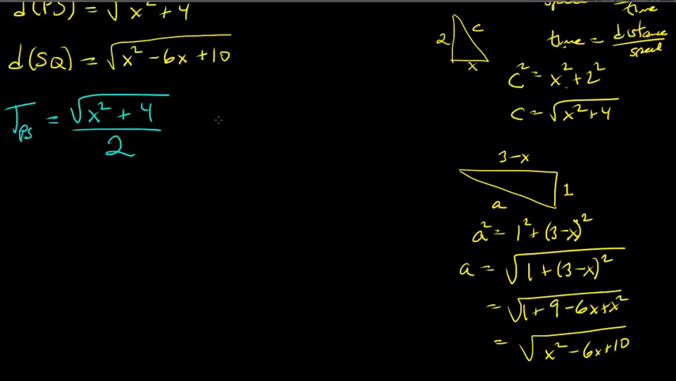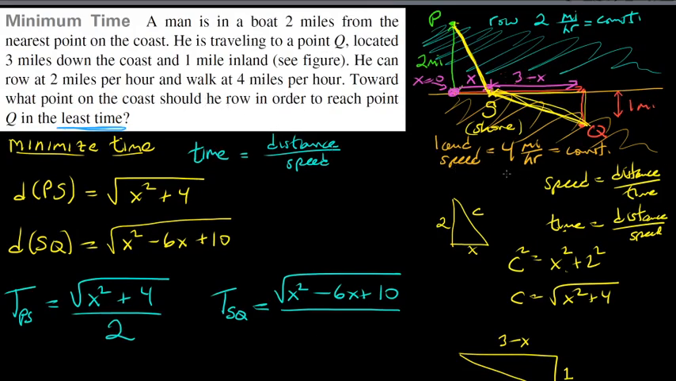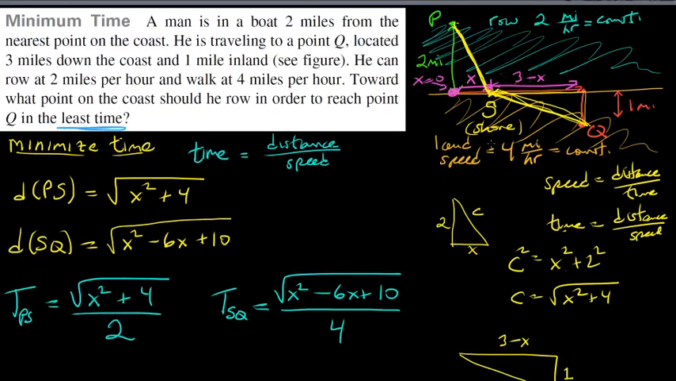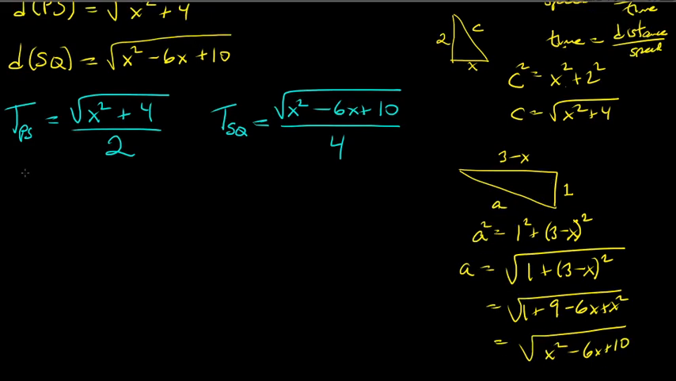How about the time it takes to go from S to Q? That's on land. Again, we know the distance, which is the square root of x squared minus 6x plus 10, and then all divided by the speed. The speed for walking is 4 miles per hour, so we'll divide by 4. And that's the time walking on land. So your total time, assuming we don't take a break when we get to shore, we get off the boat and immediately keep going, is just the sum of the two times. So when we add these up, we get T.